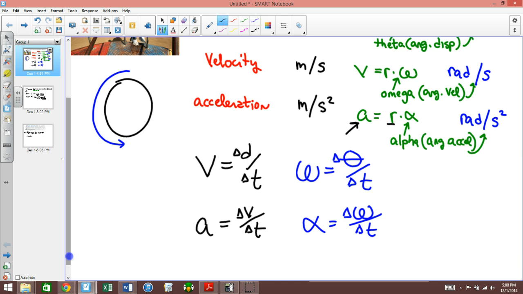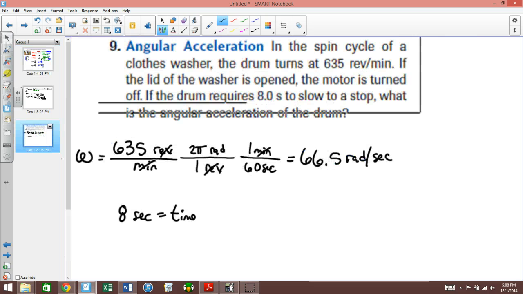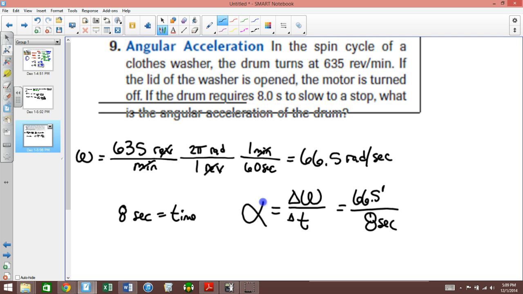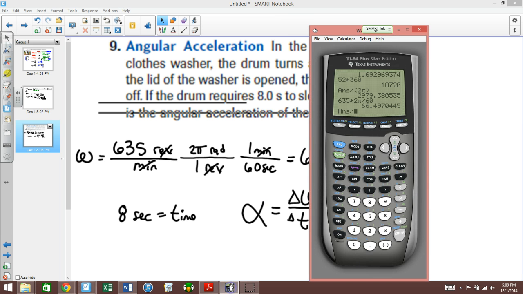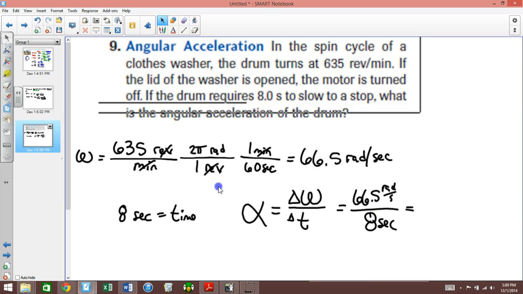So this is actually the one I'm going to use here. A couple more equations, but it's very similar to the linear side. So my angular acceleration is equal to my change in angular speed over time. And since it takes 8 seconds to change 66.5 radians per second, I take 66.5 divided by 8, and I get 8.3 radians per second squared.